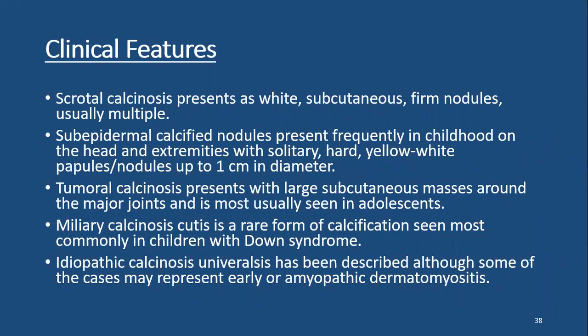The tumoral calcinosis is an inherited condition that causes a high level of phosphate in the blood. And these high phosphate levels result in large calcium deposits in the subcutaneous tissue in the major joints and is particularly seen in adolescents. This is a picture of scrotal calcinosis.